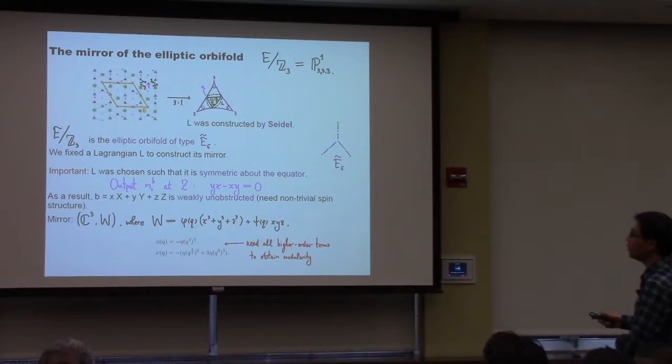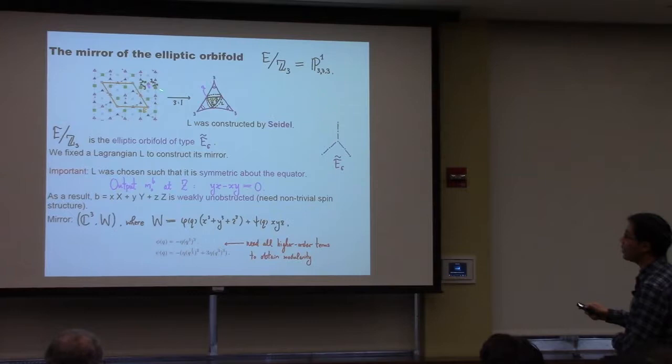So the mirror is C3 with superpotential W. And the most important point here is that this Lagrangian is chosen such that it is symmetric about the equator, so that the weakly unobstructed relation really holds. Generically, it does not hold, but if we choose it symmetric about the equator, then all the terms cancel. So here, xy equals yx because the areas are the same. All the terms appear in pairs, and so they cancel. So the output cancels, and so indeed it is really unobstructed.